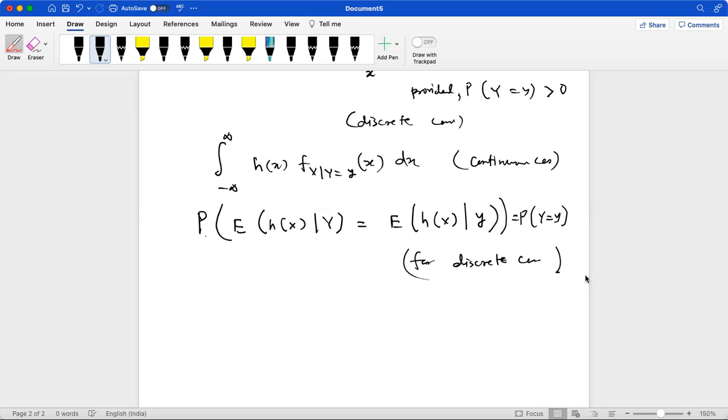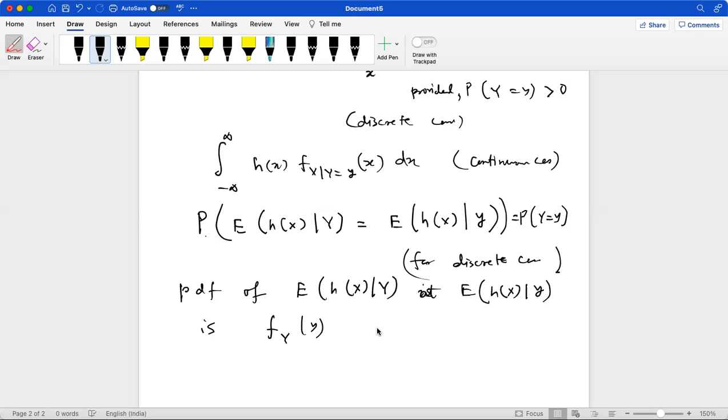And for the continuous case, what is this? The density function of this conditional expectation at the point, the expectation of h(X) given small y, is the density function of Y at the point y. Remember, this expectation is again a random variable. When we write small y, it is just the PDF of Y at the point y. So this is the basic idea.